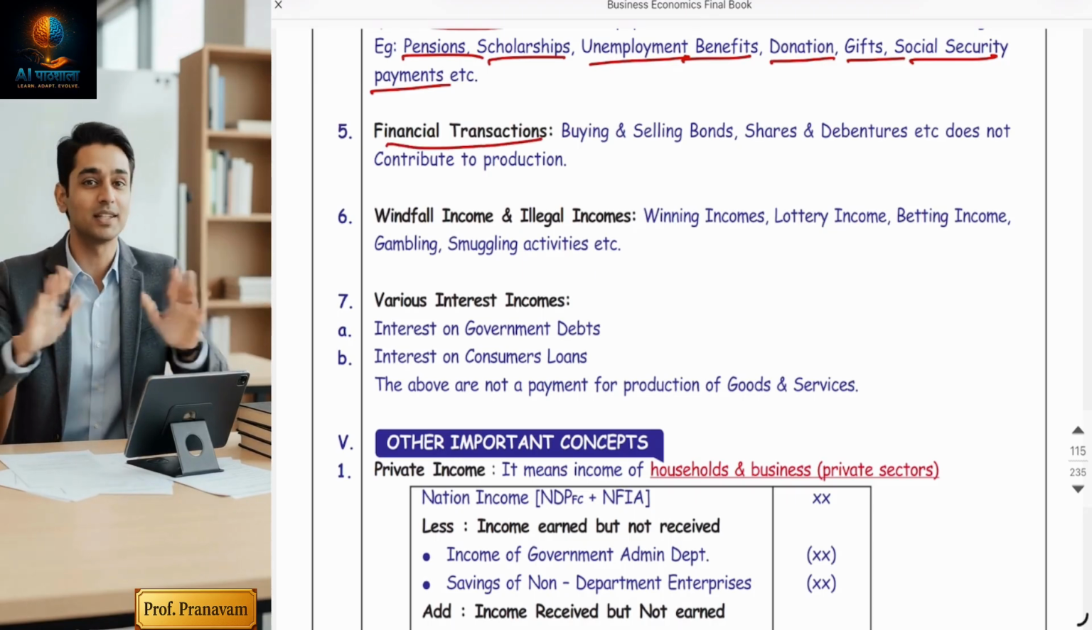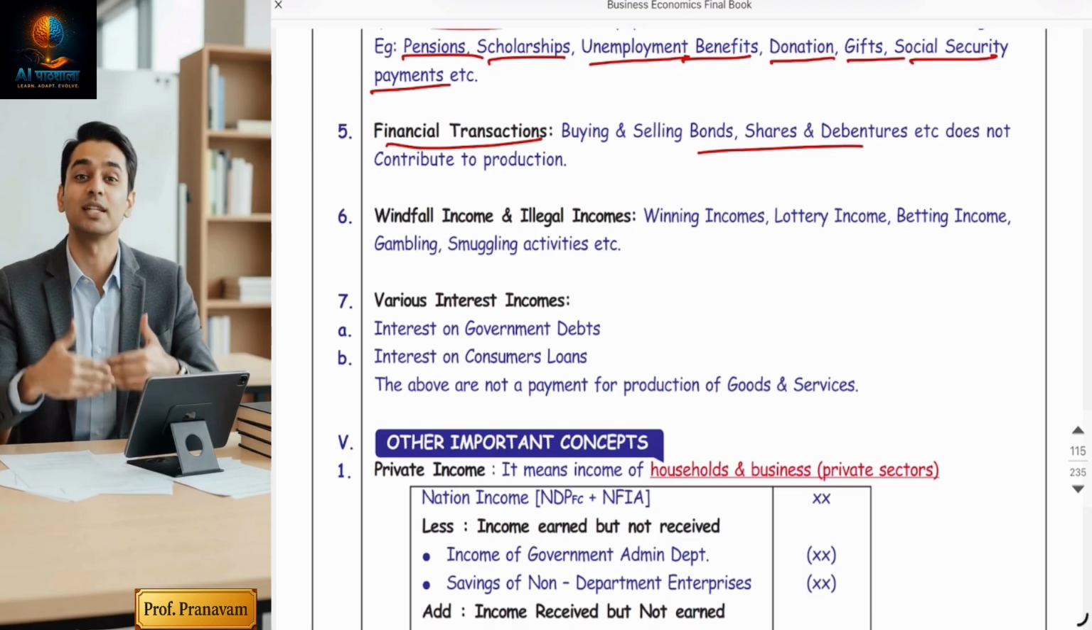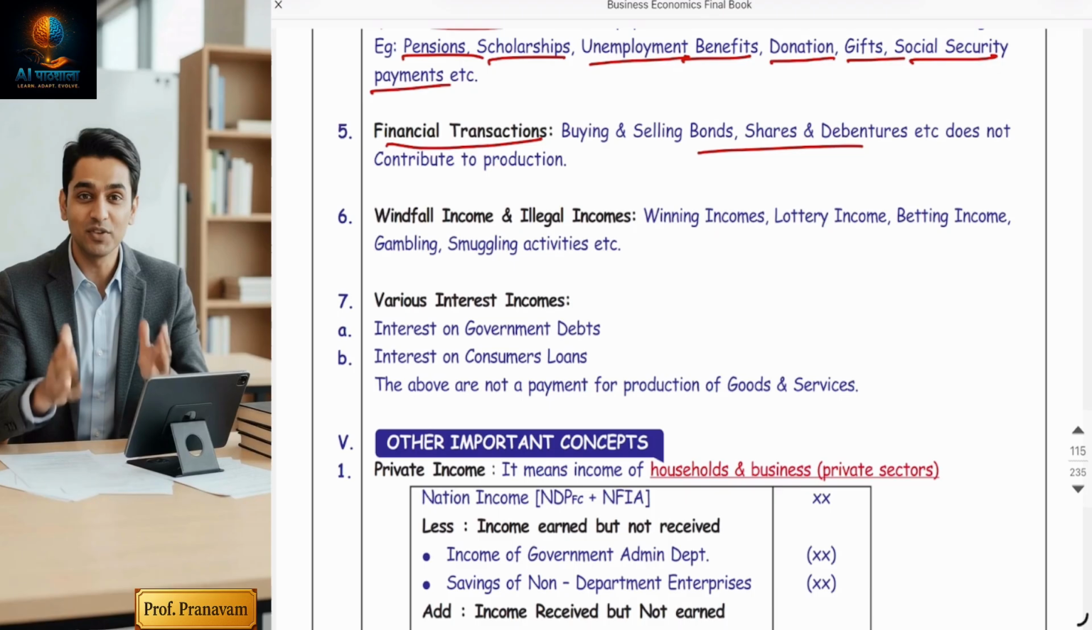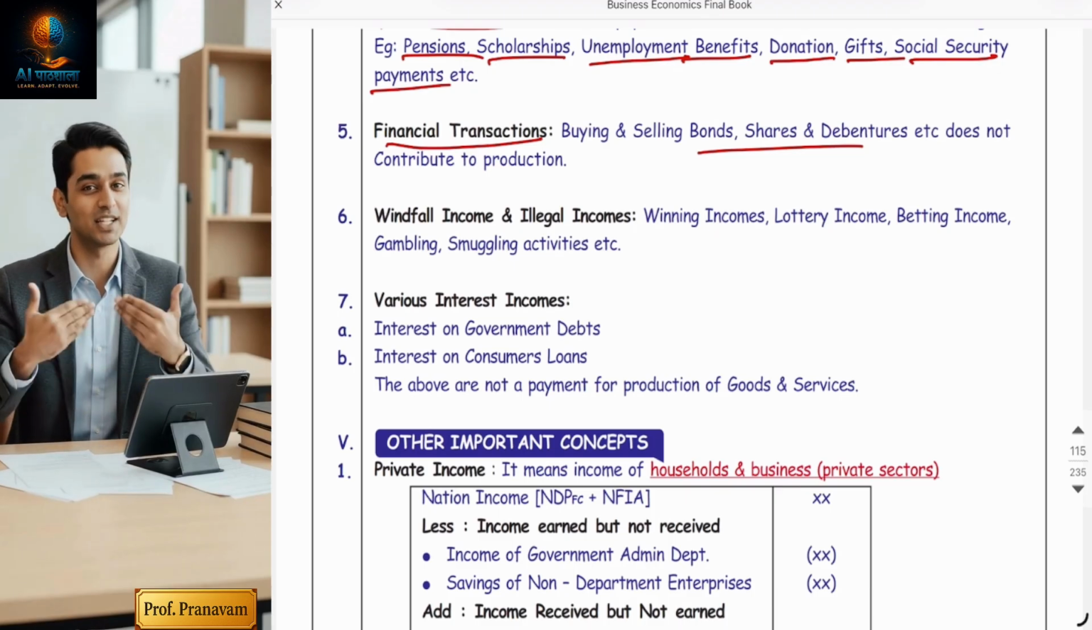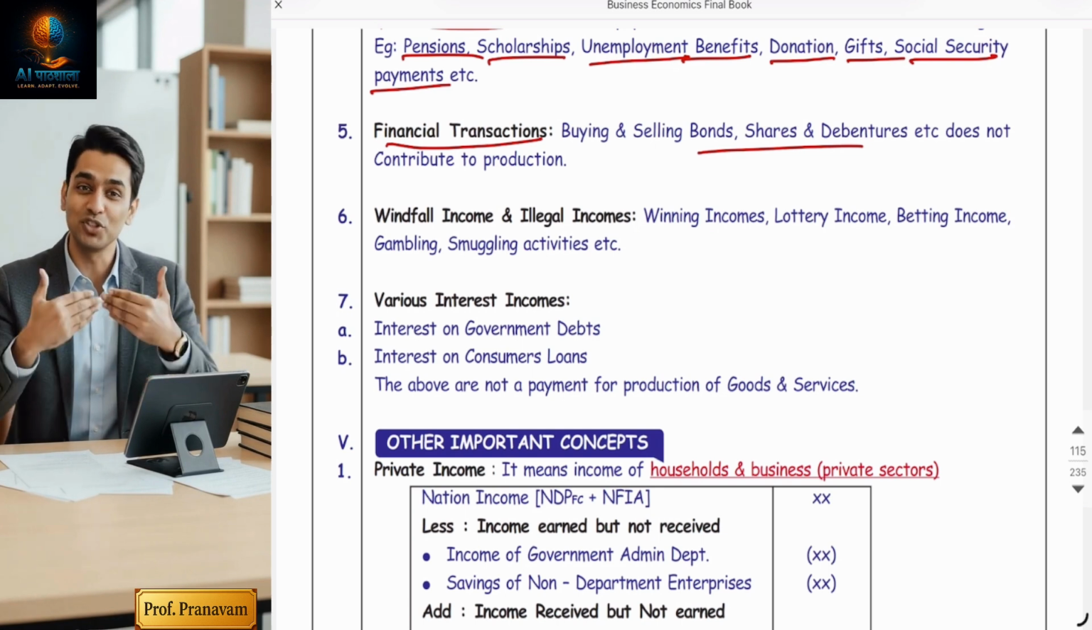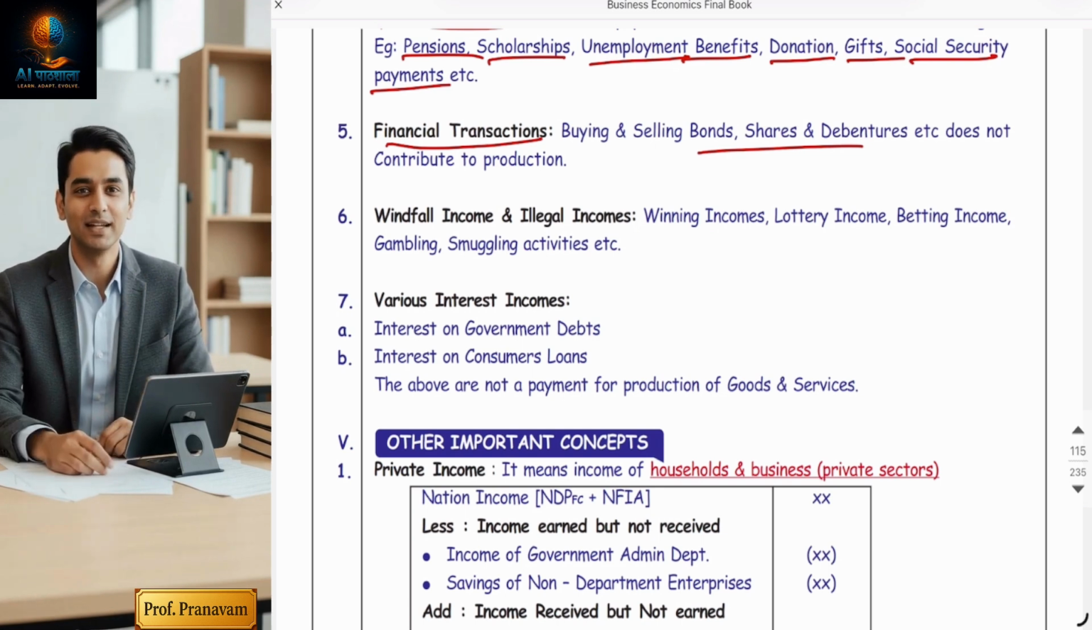Next is financial transactions. Buying and selling of bonds, shares, and debentures never get included in the national income because in this only ownership is changing and real production is not there. Hence, it is not contributing to any kind of production.